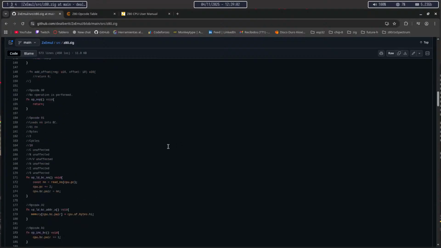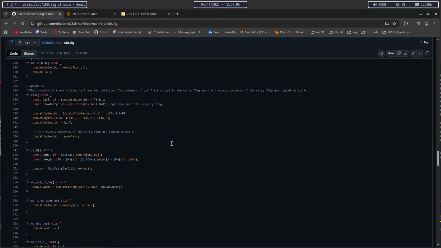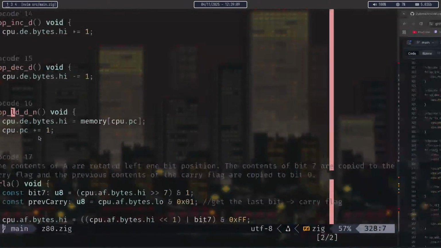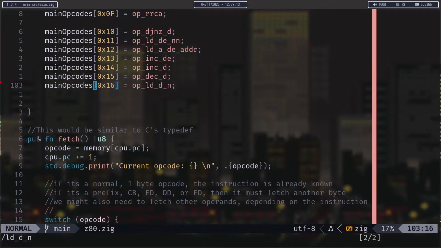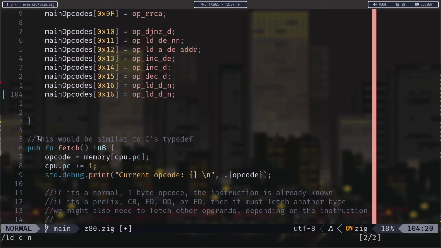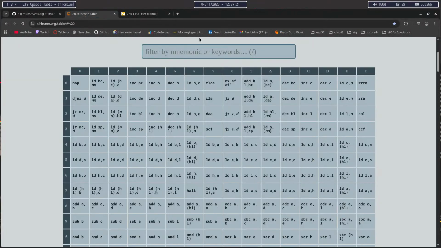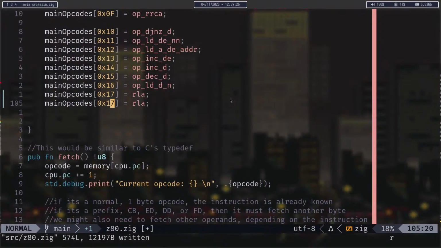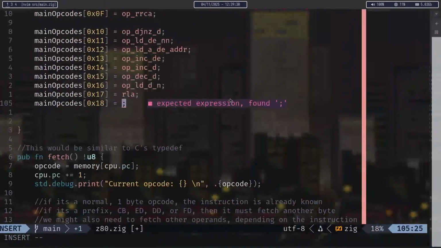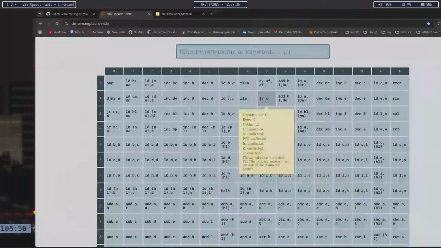So the next one should be early. All right. Going to be a while here, but fuck it. This is op, jump, relative.